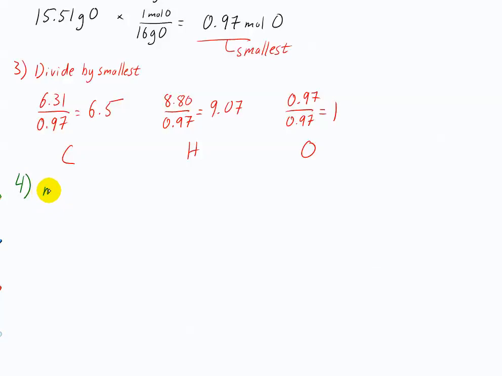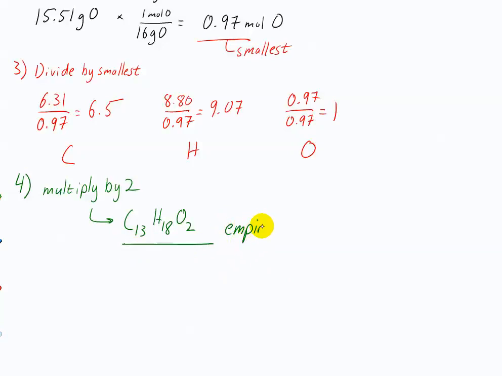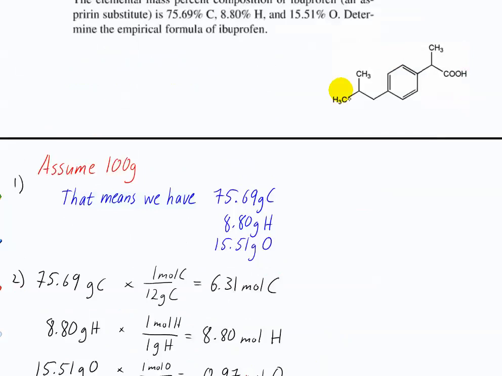And we end up with the empirical formula, which is C13H18O2. And that's the empirical formula. Okay. So now, going back and looking at this molecule, is that also the molecular formula? Here's the structure of ibuprofen.